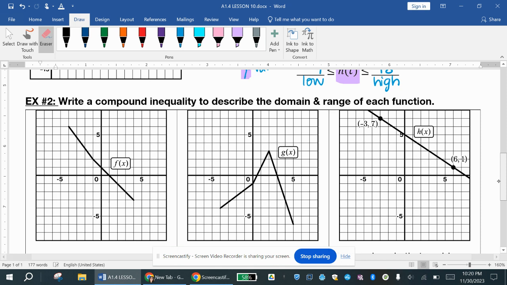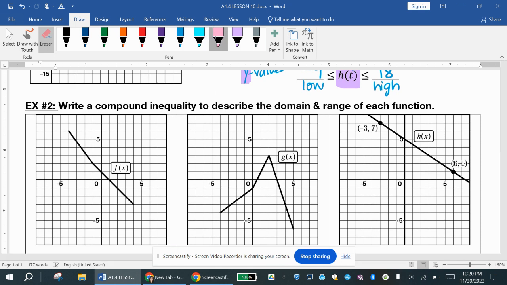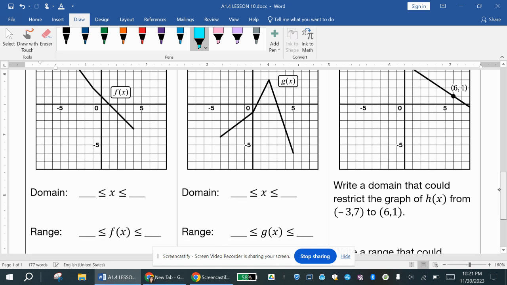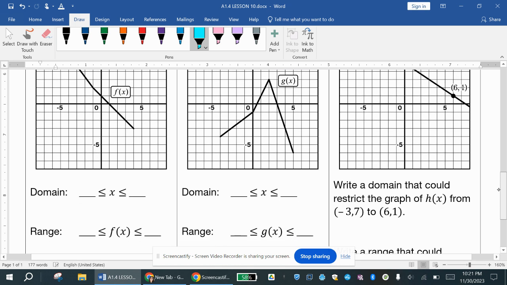All right. Since they want us to talk about the domain and the range, I'm going to take a second to label those on my graph, especially for the first two. As I look below, that's all they want, the domain and the range for f of x and g of x.